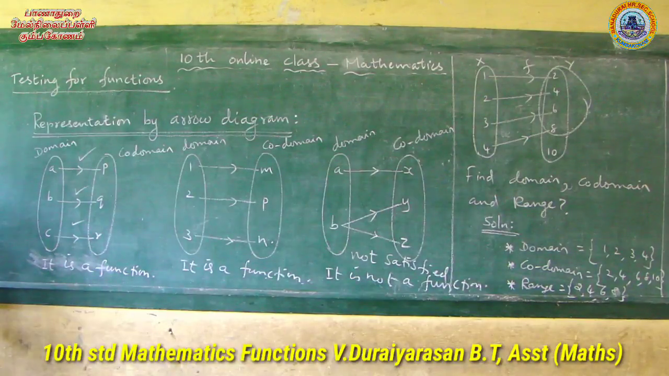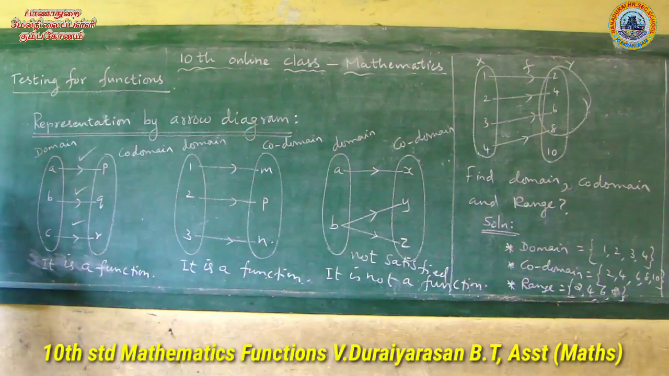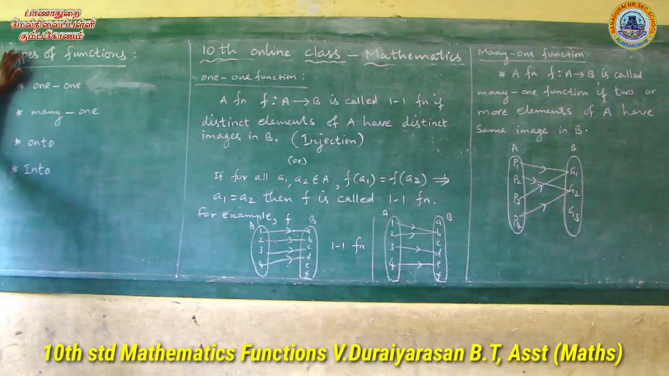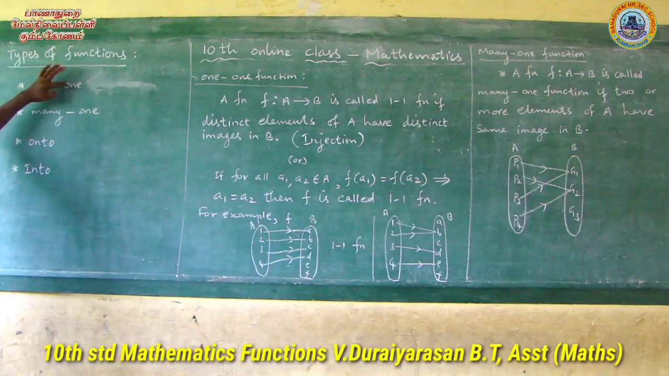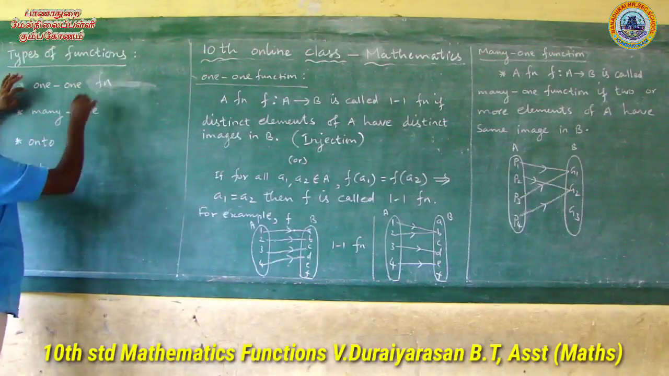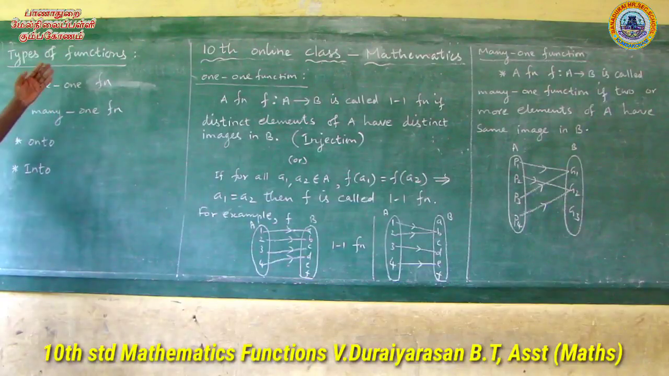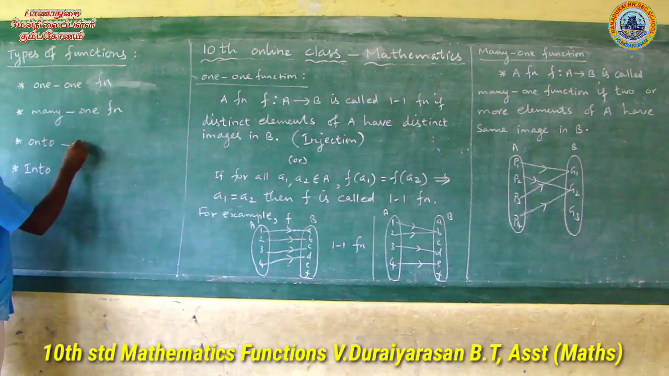Next, we are going to look at many types of functions. Okay. Next, types of functions. What are the types? One-to-one function. What is this? One-to-one function. Many-to-one function. There are different types of functions. First, the one-to-one function, the many-to-one function, and the onto function.